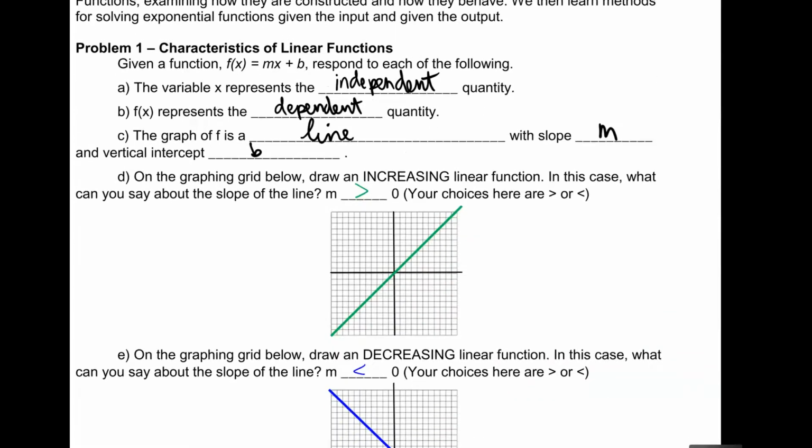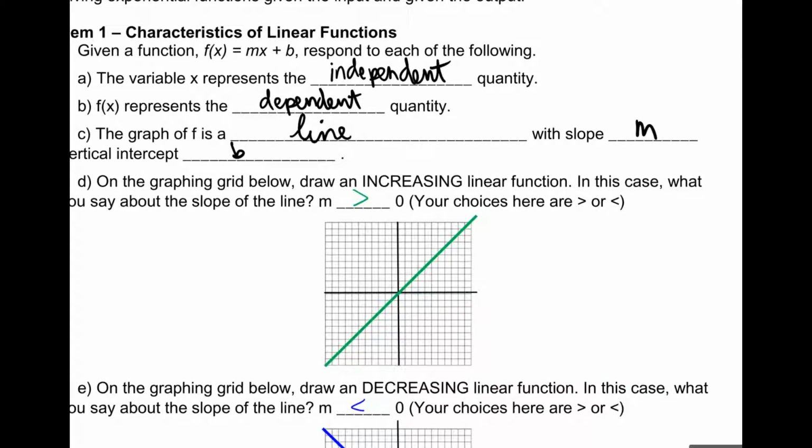So problem 1, characteristics of linear functions. This is back from chapter 2. Right, f of x equals mx plus b. We must respond to the following. So the variable x is the independent quantity. F of x is the dependent quantity. It's your y. The graph is a line with a slope m and a vertical intercept b.